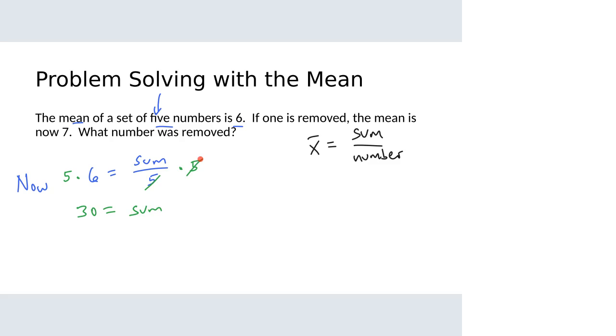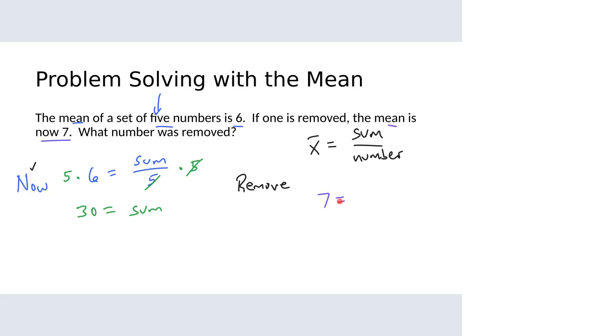I don't know what any of the numbers are. I just know if I add them all up, I get 30. And then if one is removed, after you remove one over here on the right, we're going to do that. And after I remove one, the mean is now 7.